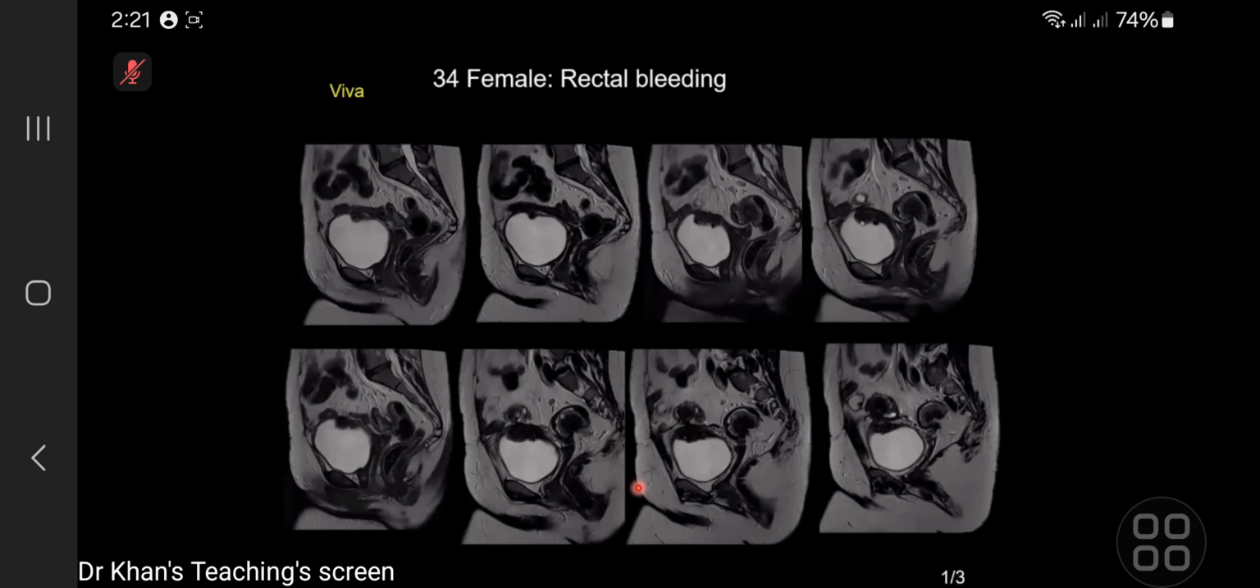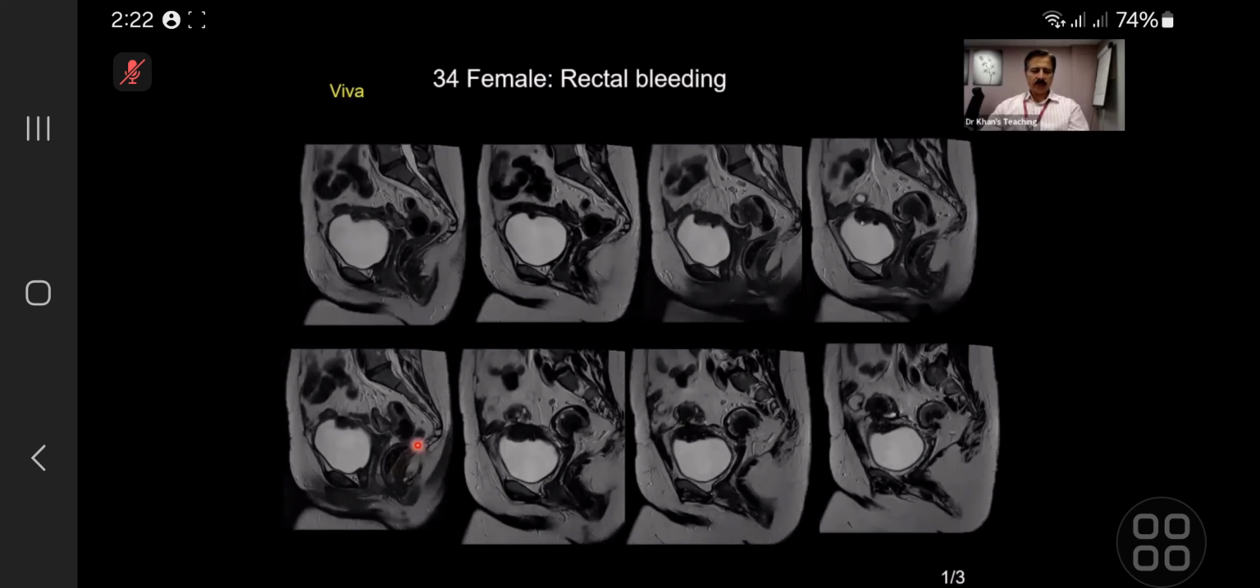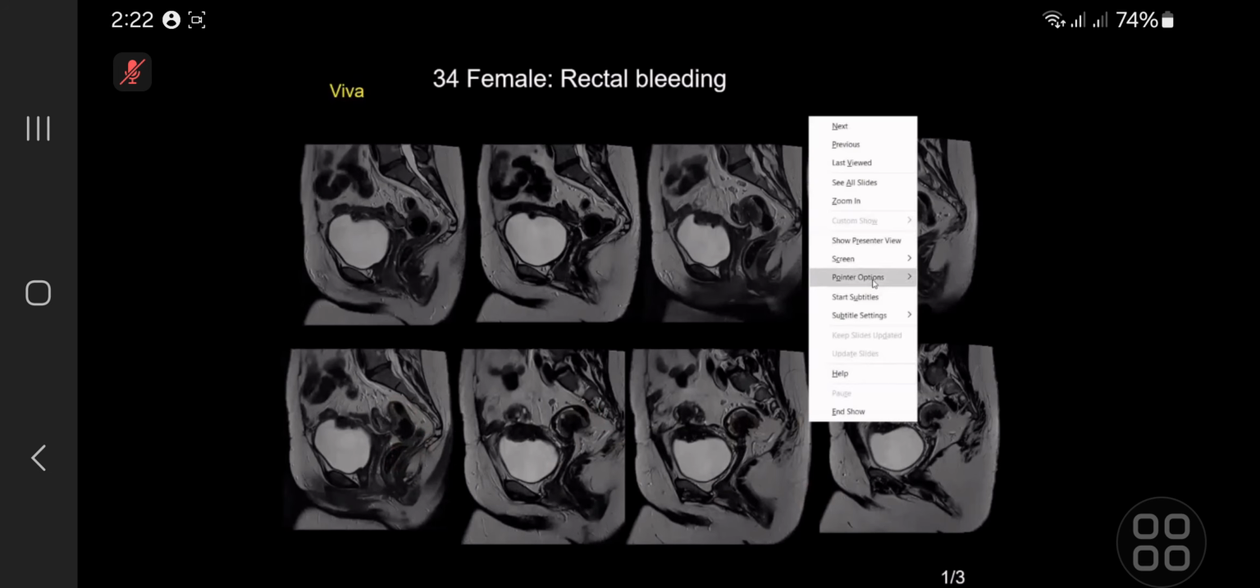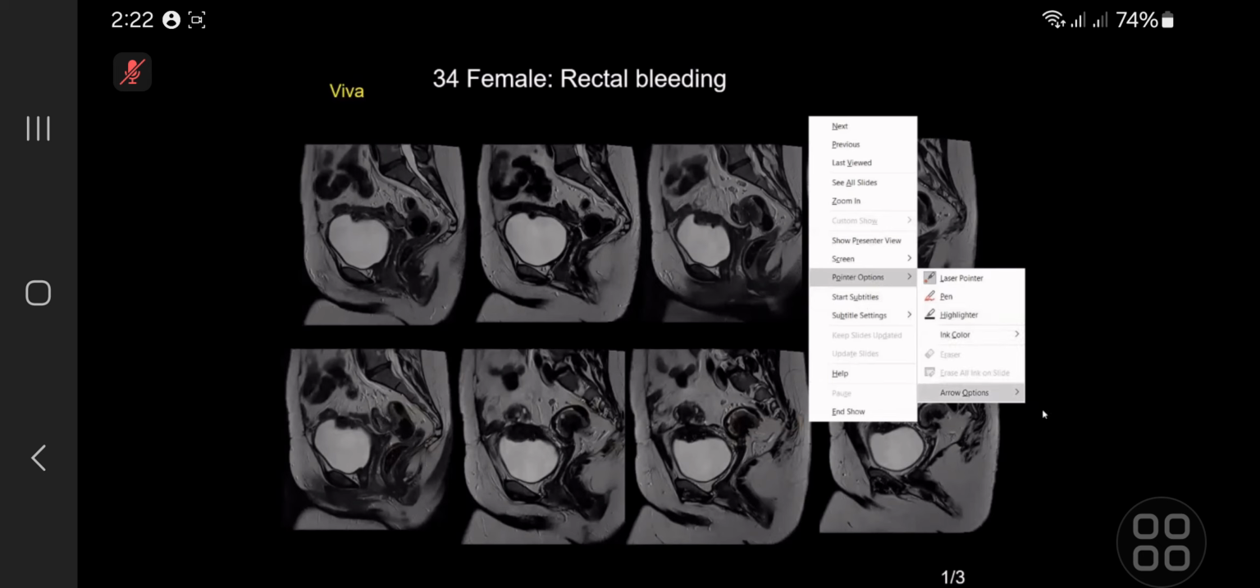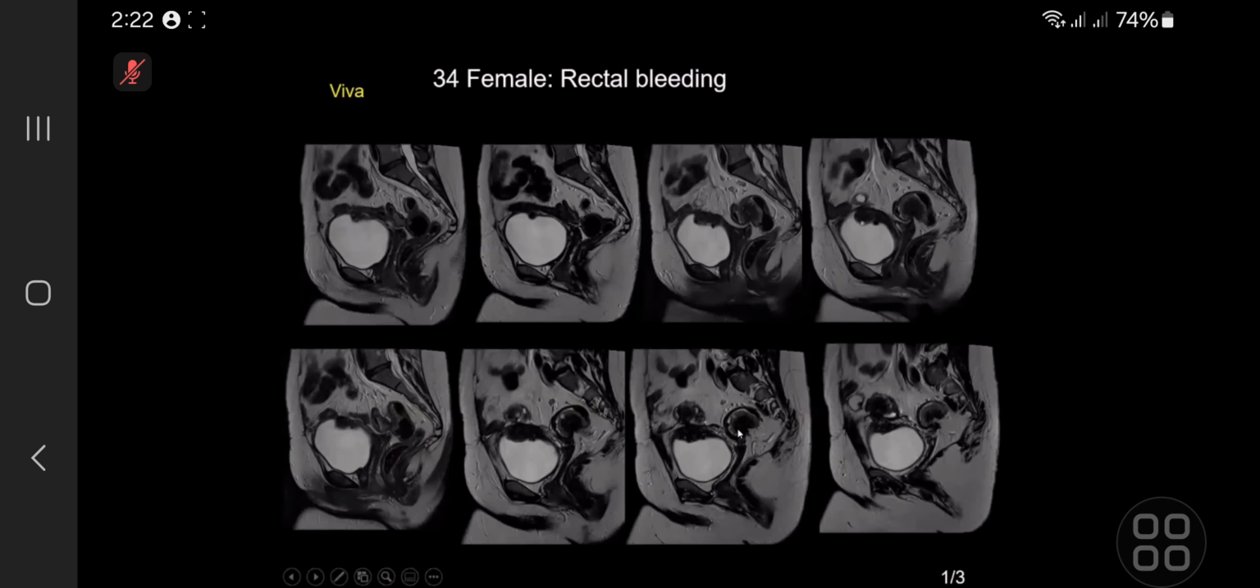And I can see there is a narrowing of the rectum as well. Okay, let me ask you, this is the rectum. Yes. And then we are coming to the rectosigmoid. What is this? That could be a deposit. Which kind of deposit? Metastasis. Look at the signal of this.